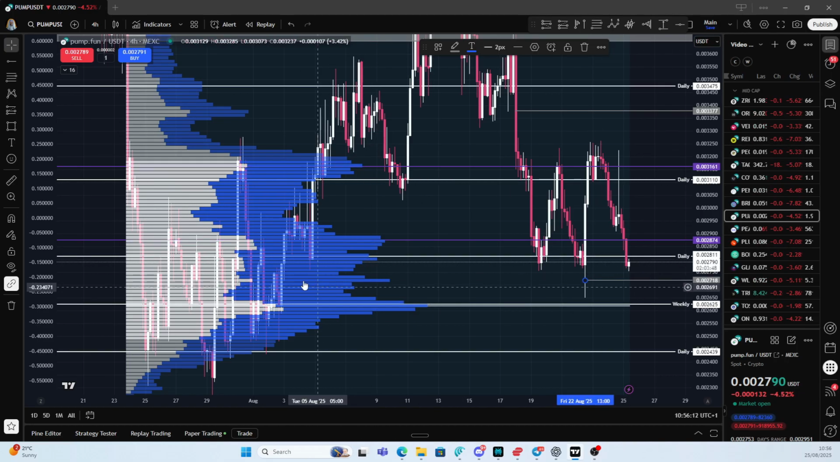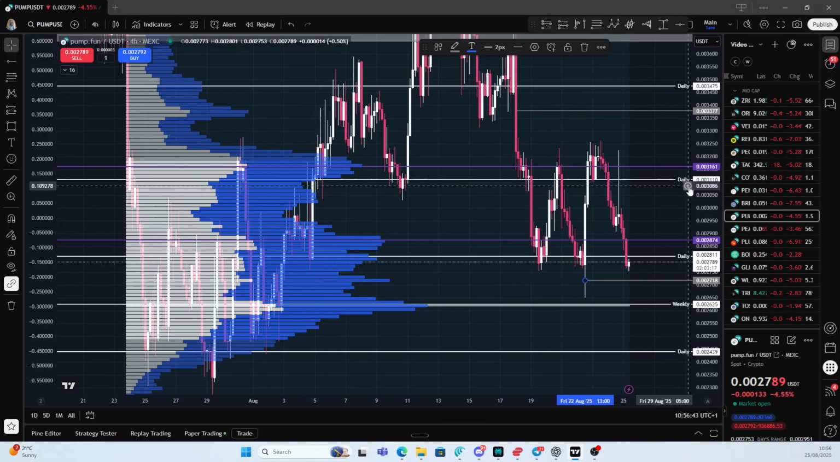So if I was looking at this now, I'd potentially be looking at an entry around this sort of 2718. If it fails to hold that, I'd then be looking at an entry around this weekly level. I wouldn't want to be longing this until we see a confirmation either of it gaining this daily level and holding, or we come down and we test one of these areas here. But I think once we do, we've got some nice areas to aim at.